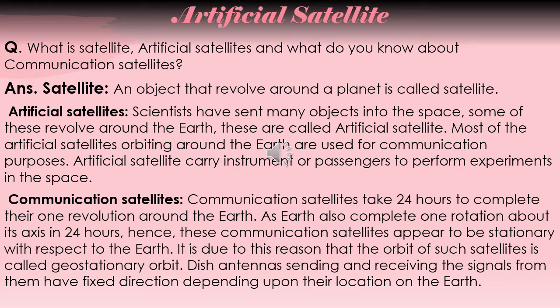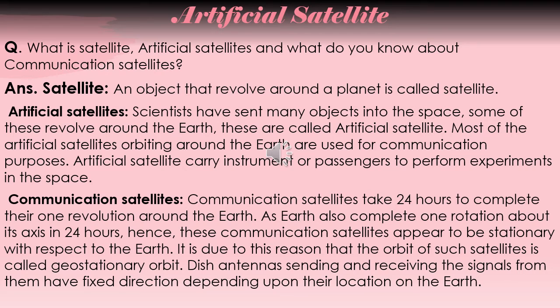What is a satellite, artificial satellites, and what do you know about communication satellites? Answer: Satellite. An object that revolves around a planet is called a satellite. Artificial satellites. Scientists have sent many objects into space. Some of these revolve around the Earth. These are called artificial satellites. Most of the artificial satellites orbiting around the Earth are used for communication purposes. Artificial satellites carry instruments or passengers to perform experiments in space.